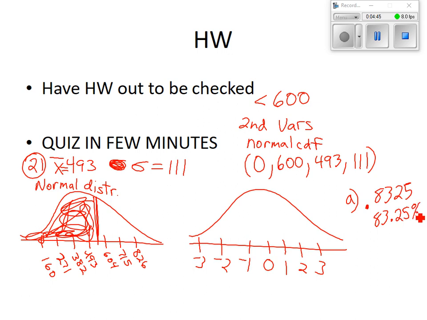So if you take the SAT, what's the probability that your score is going to be 600 or less? About 83%. Now, unless your name's Brendan, then we know that's not the case, because it's going to be a lot higher than that.